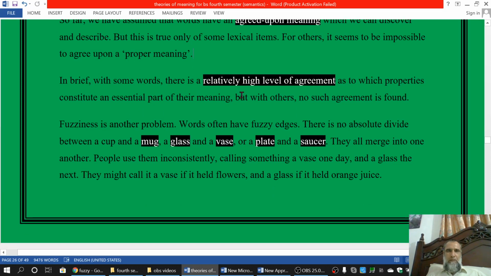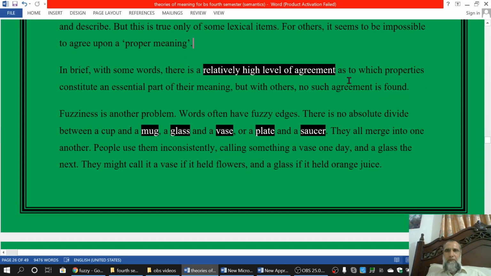In brief, with some words, there is a relatively high level of agreement as to which properties constitute an essential part of their meaning.